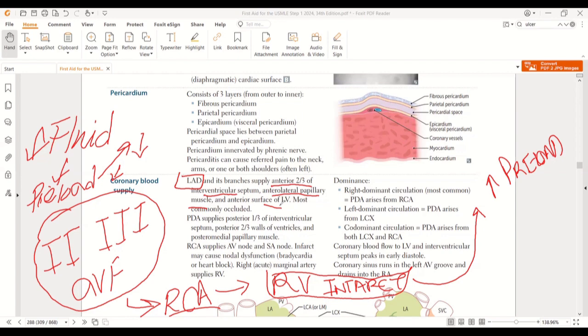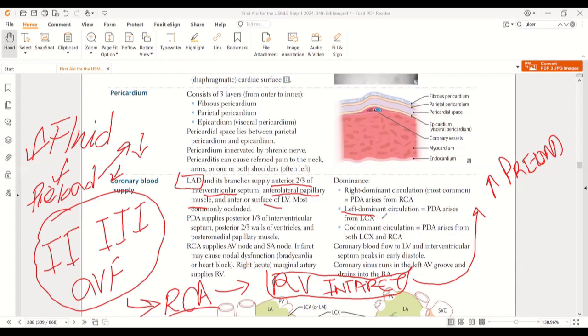There is another concept in this, the dominance. It's simple. It's basically which side gives rise to the posterior descending artery. If it comes from the right coronary artery, then the coronary circulation is right dominant. If it comes from the left side, it is left dominant coronary circulation. And if it arises from both sides, then it is co-dominant circulation.